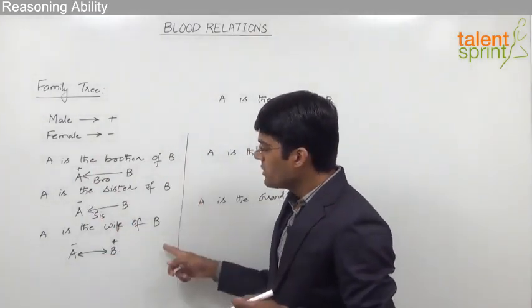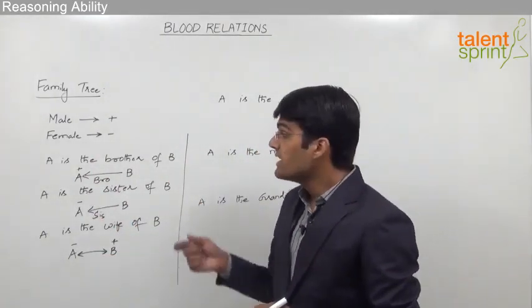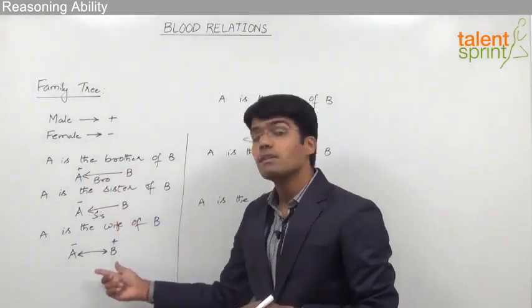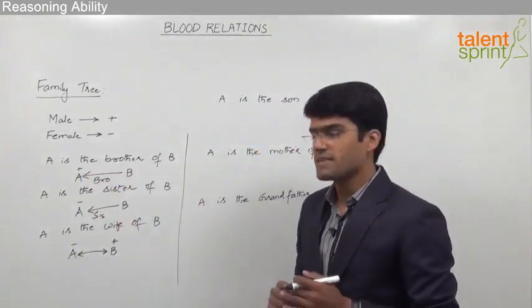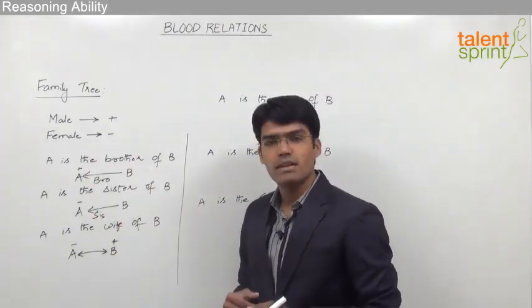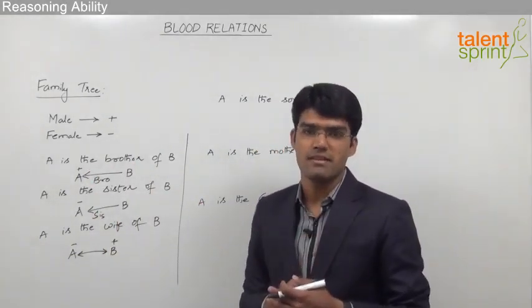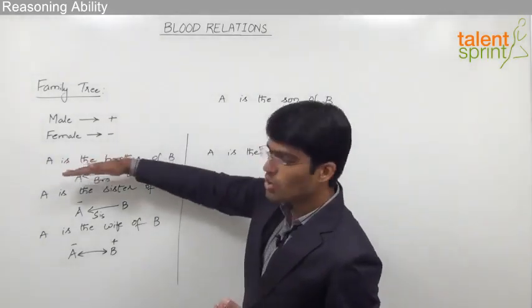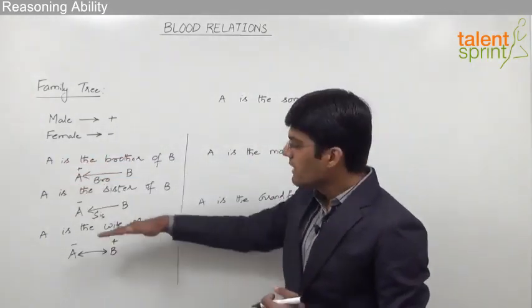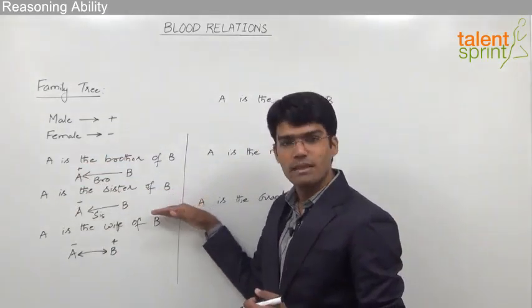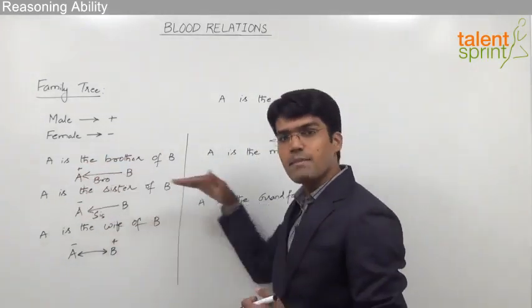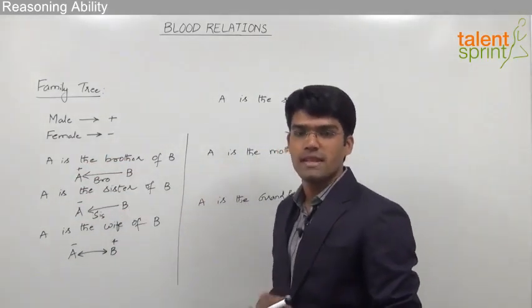One more point which we need to understand in these three cases is there is no generation gap between the two persons A and B. For example, when we say A is the brother of B, A and B are siblings, that is, they belong to the same generation. So that is the reason we show them on the same level. Similarly, in case of A is the sister of B, we have shown them at the same level because they belong to the same generation.